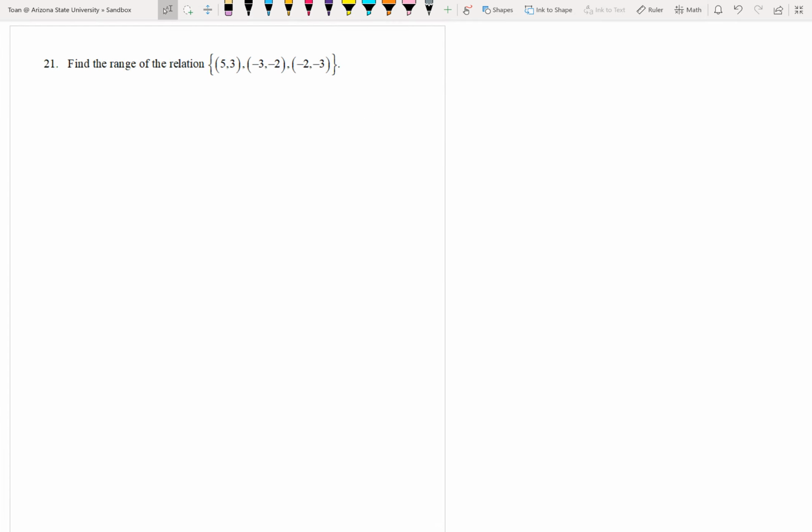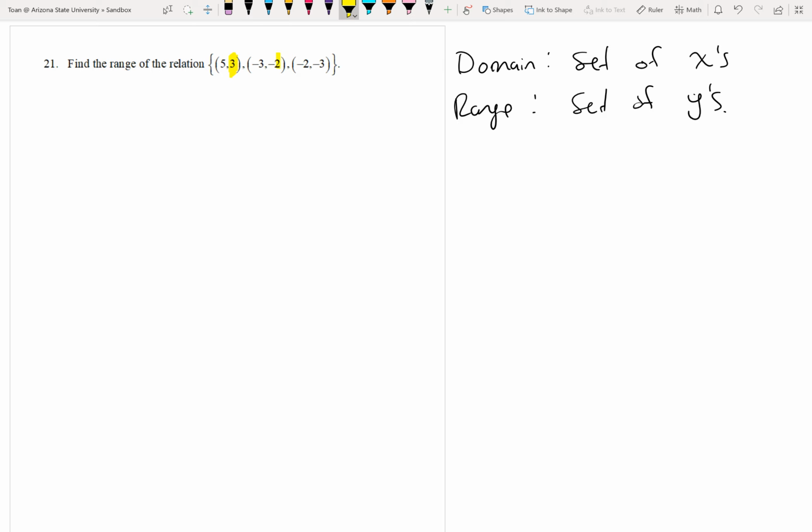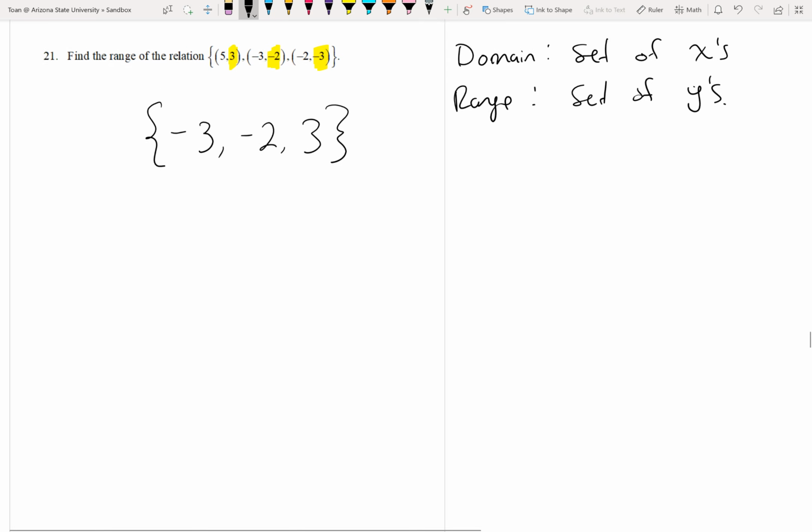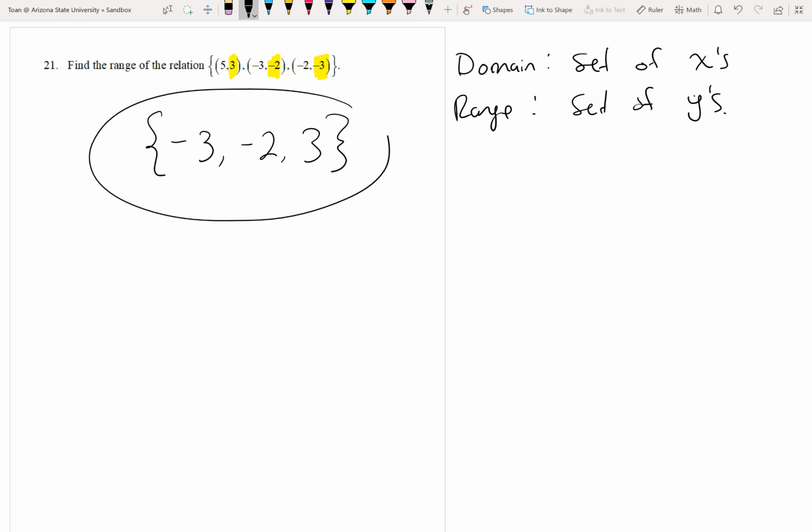Number 21, I give you a finite set of points, and as you find the range, you have to remember that domain is the set of x values, and the range is the set of y values. So since I want the range, I just want the y values here. So it's really that easy. So my answer is the y values of -3, -2, and 3. I wrote it from least to greatest. If you wrote it in a different order, I give you full credit for it. But it's as simple as that.